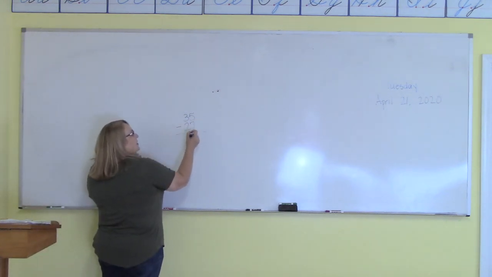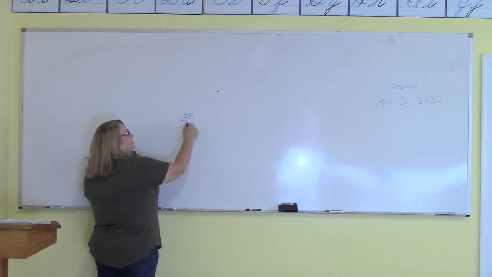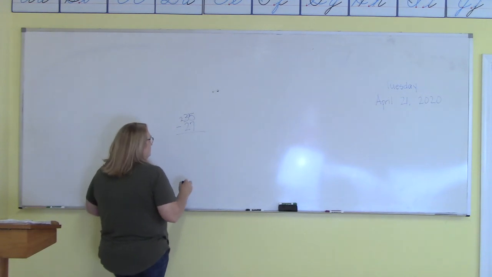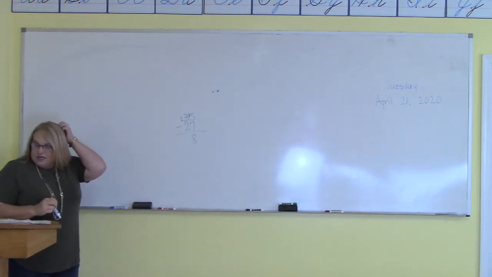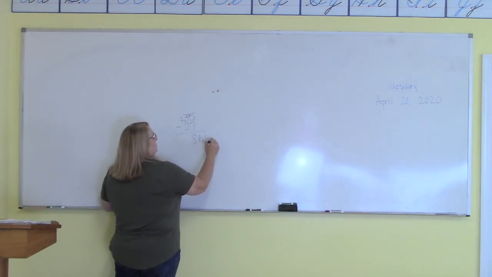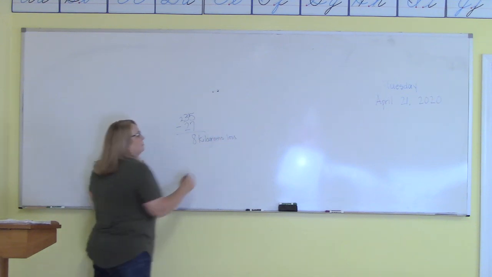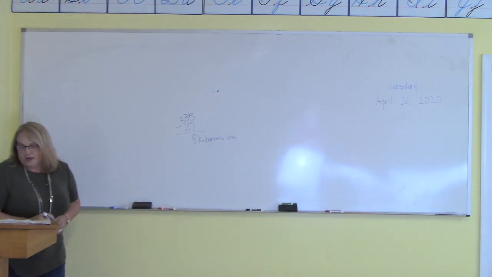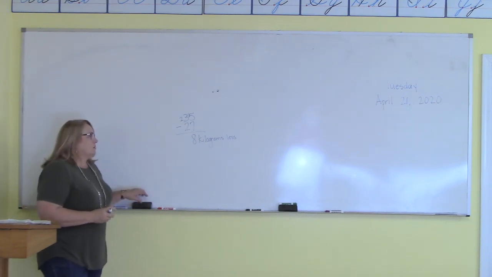You can't take 7 if you only have 5, so go next door and borrow one and bring it back to you. 15 minus 7, 8. All right, so how many kilograms less? Jackie weighed 8 kilograms less than her brother.